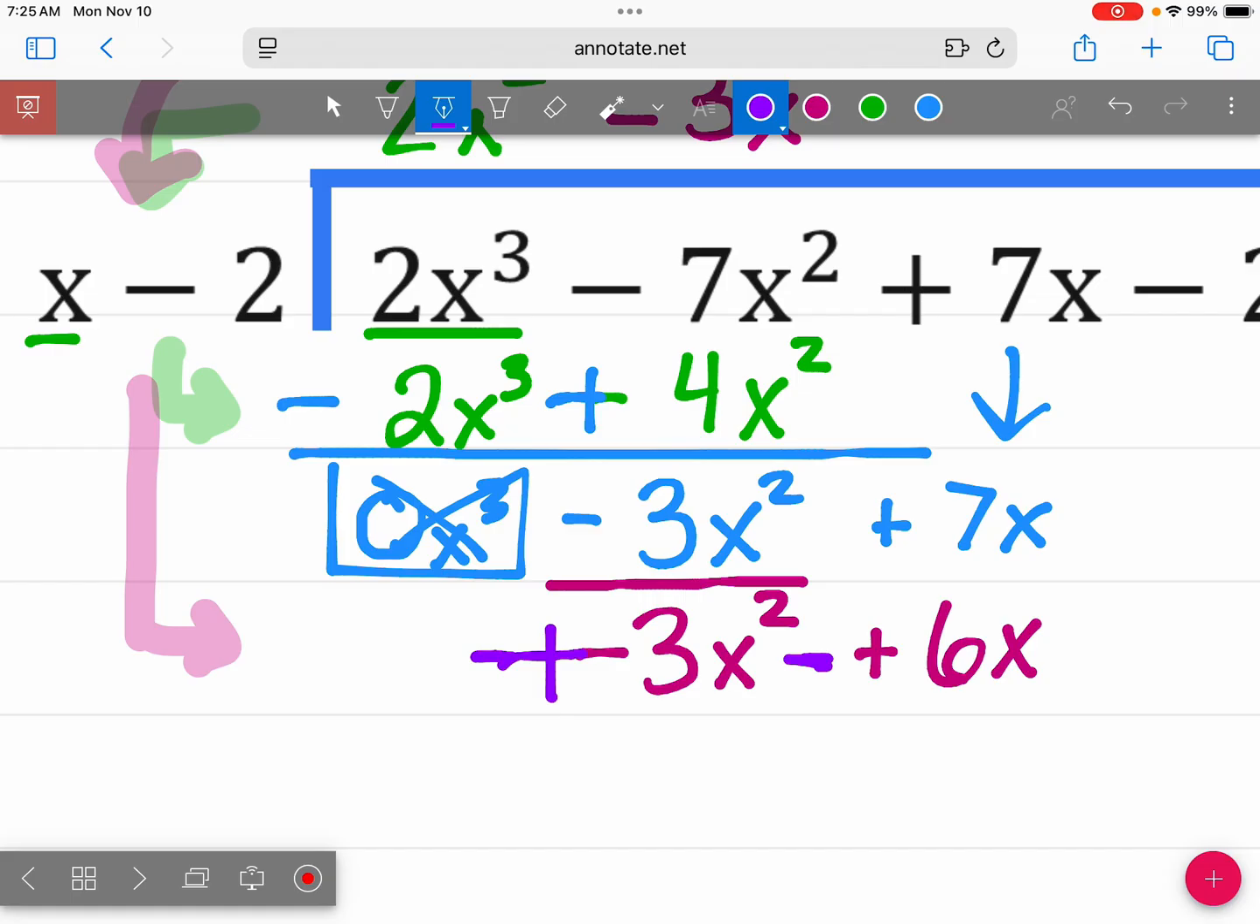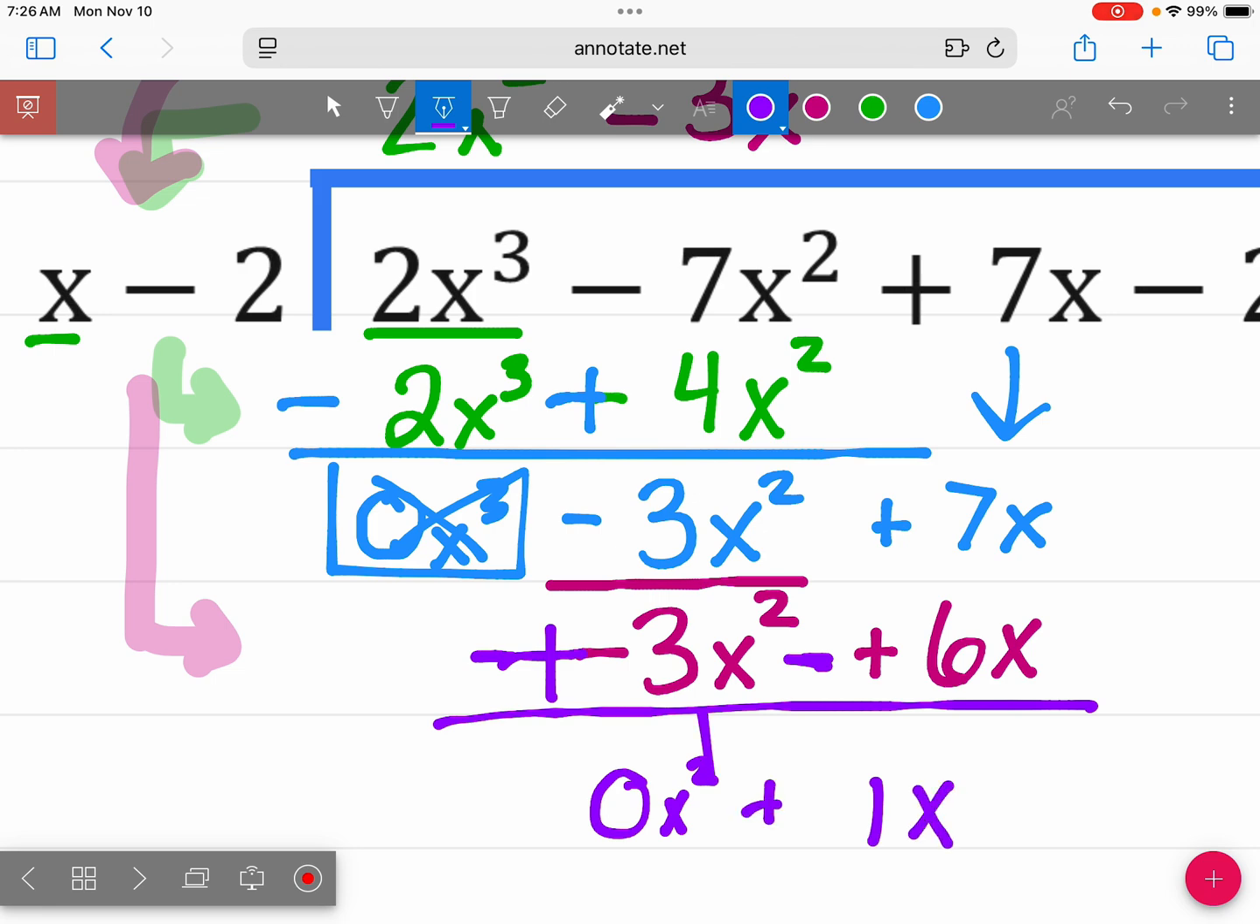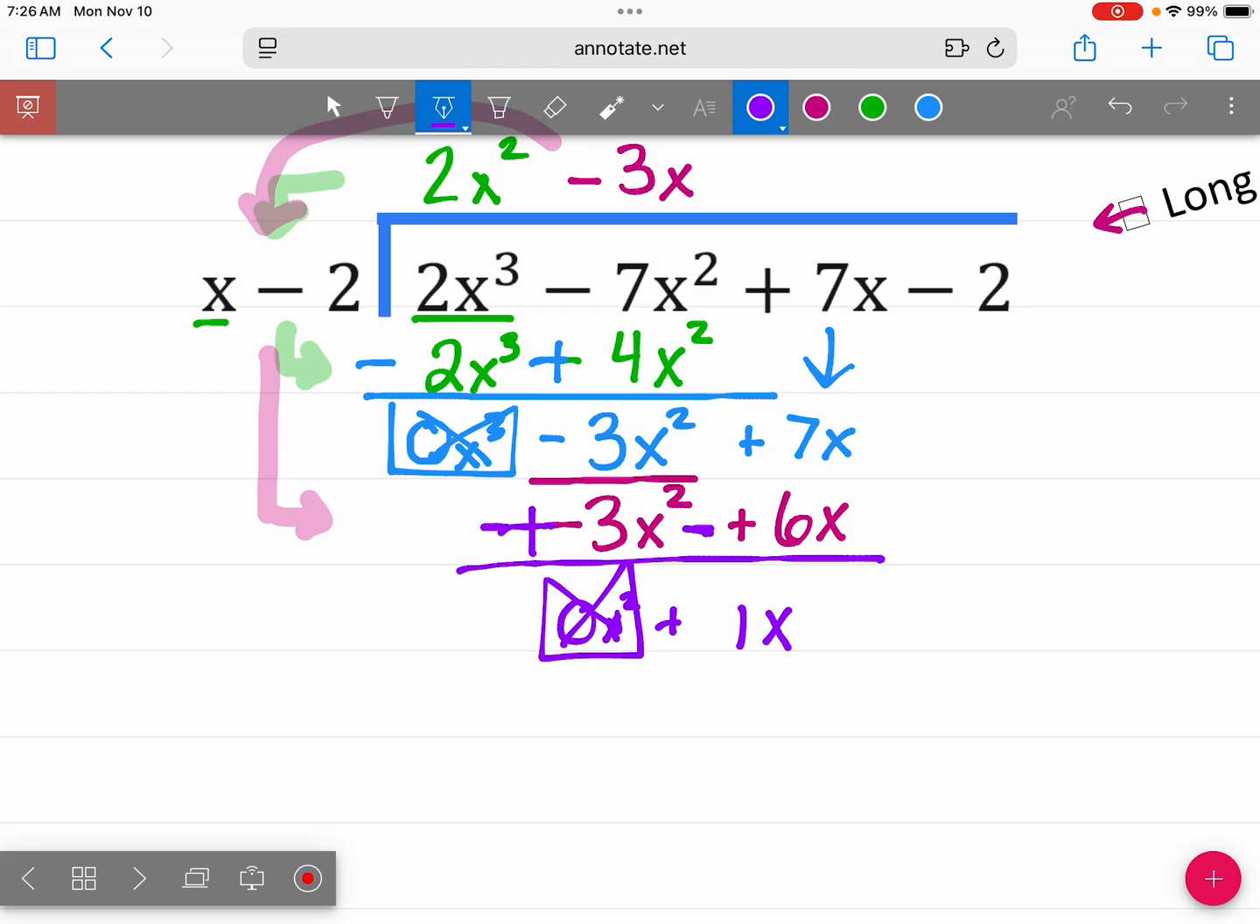So negative 3x squared plus 3x squared gives us 0x squared. And then my 7x minus 6x is just going to give us 1x. So our x squareds canceled out. That's what we expect to happen. And we're left with just 1x. And then this guy's going to drop on down, minus 2. And we have one more cycle to do.